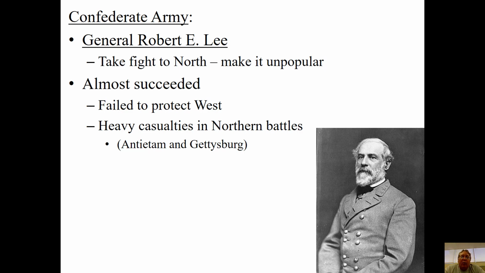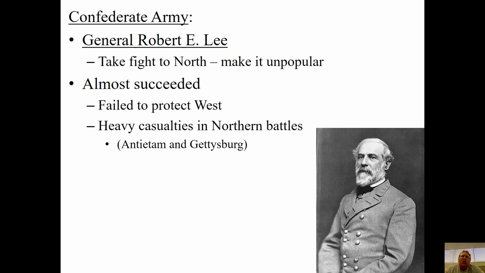Lee felt the only way the South was really going to win this war is if the North quit fighting. That it was really about breaking the Northern will to fight, not taking away their factories or anything like that. So in the end, Lee is going to come up with this idea of invading the North, proving to Northerners that the North couldn't win this war, that the South was just too powerful, too strong, and that it was best to just make a deal with them.